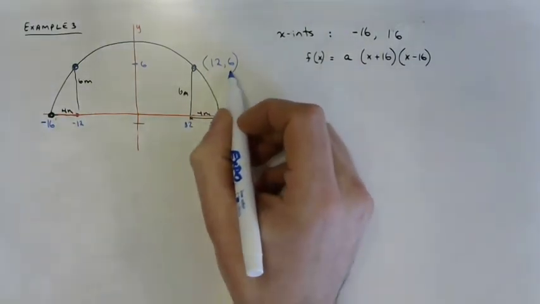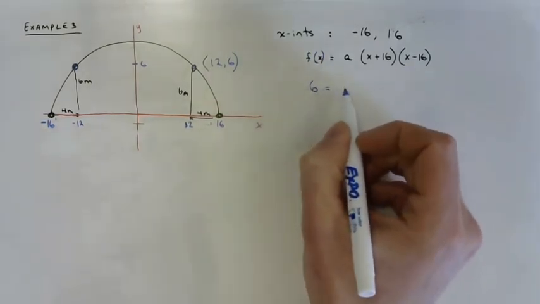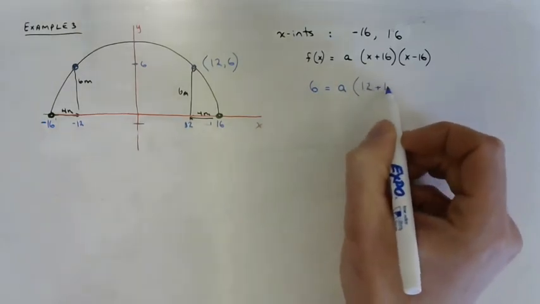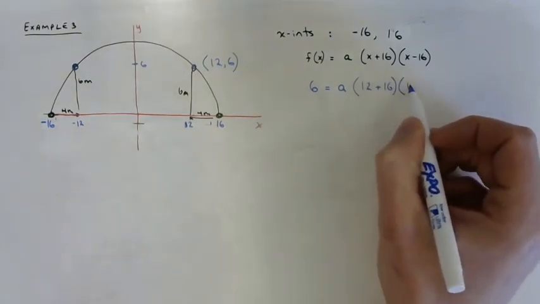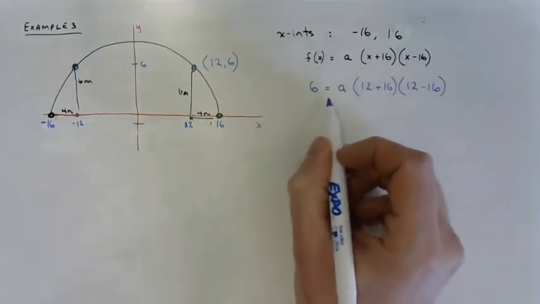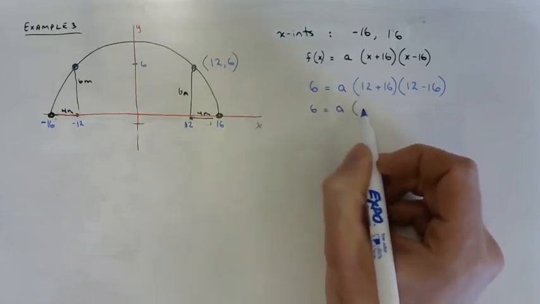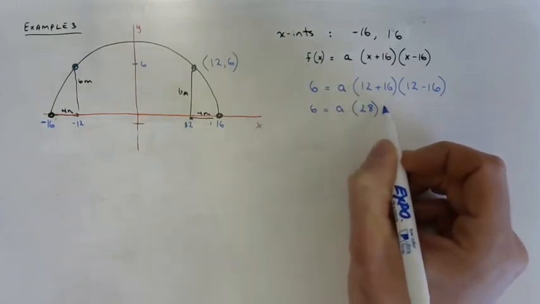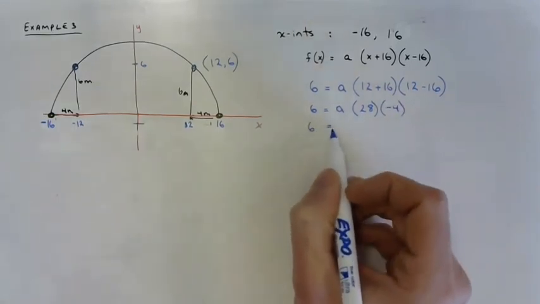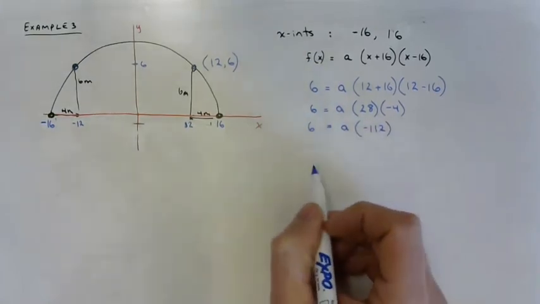So if I sub in a y value of 6, which is f of x, and an x value of 12, everywhere we see x, we just sub in 12. And now the only variable left is a, and I can solve this. Left side is still 6. Here we have a times 28 times -4, which gives us 6 equals a times -112.